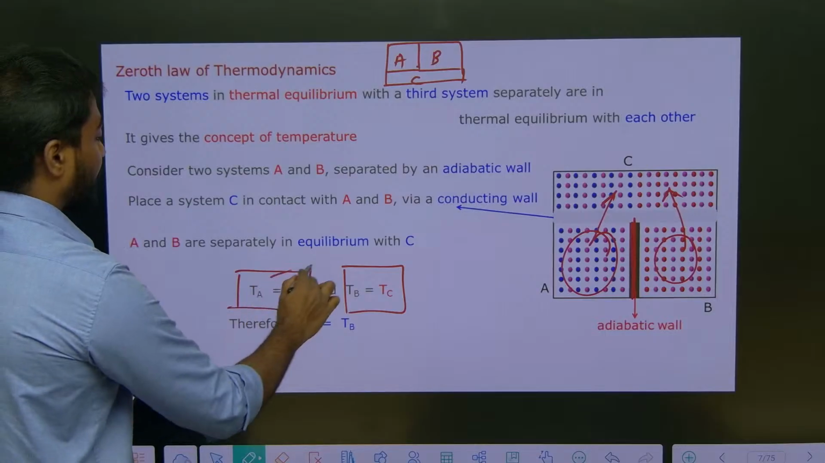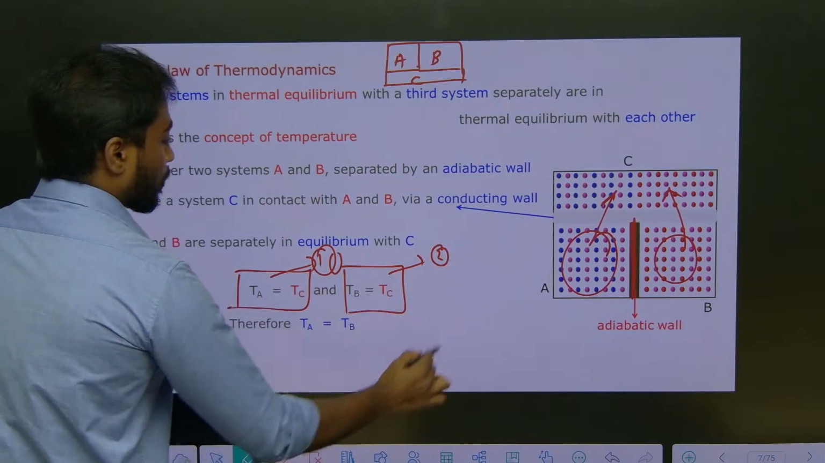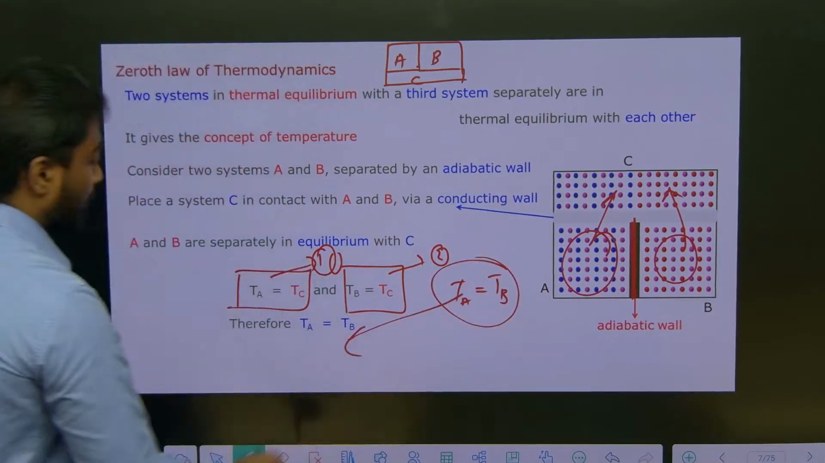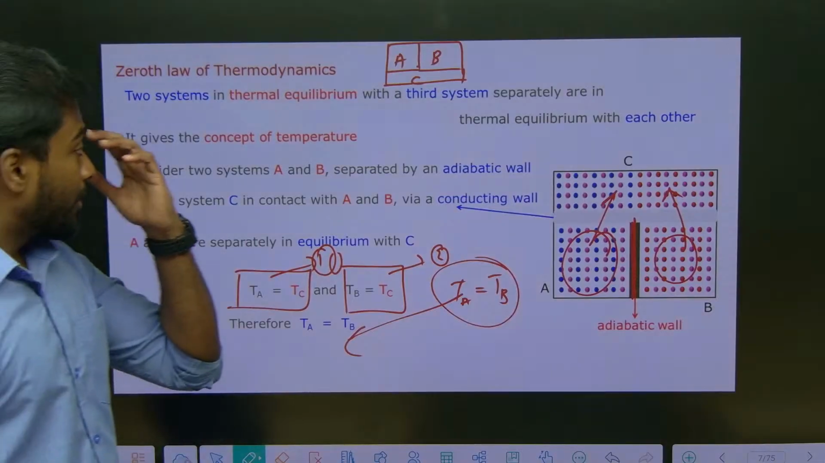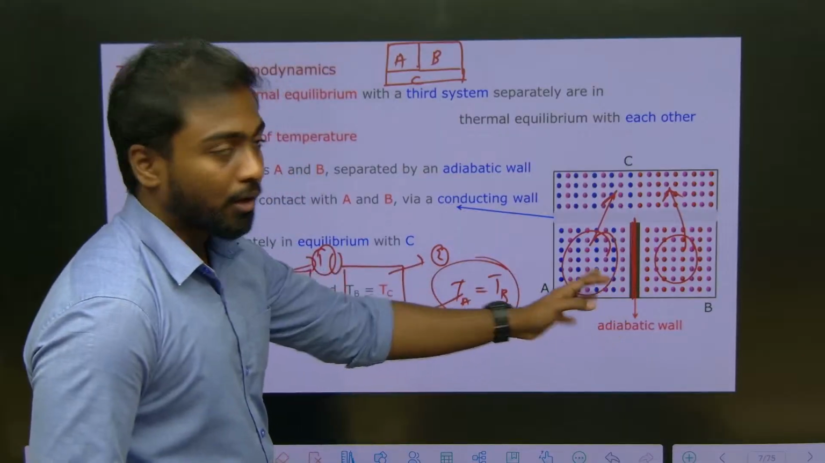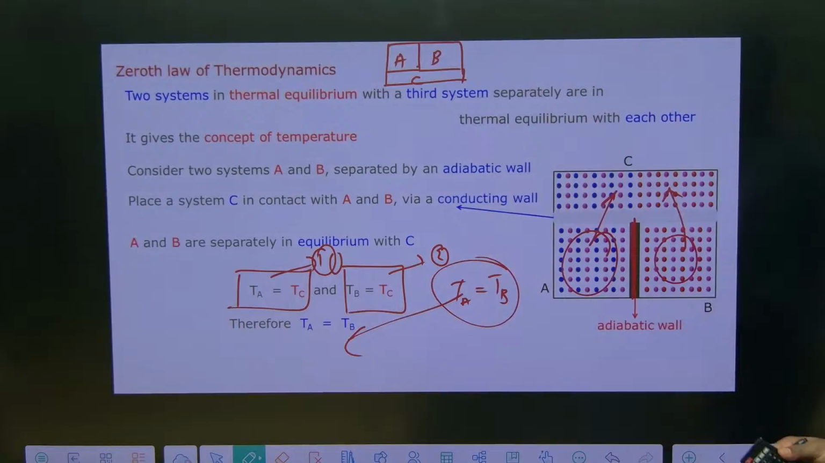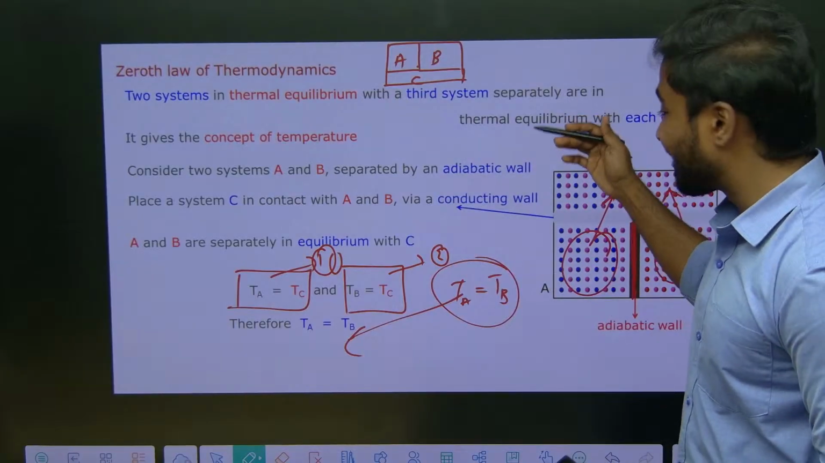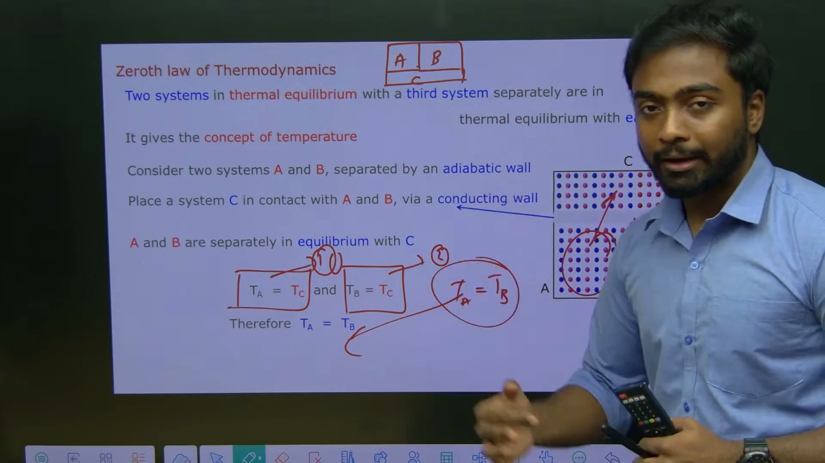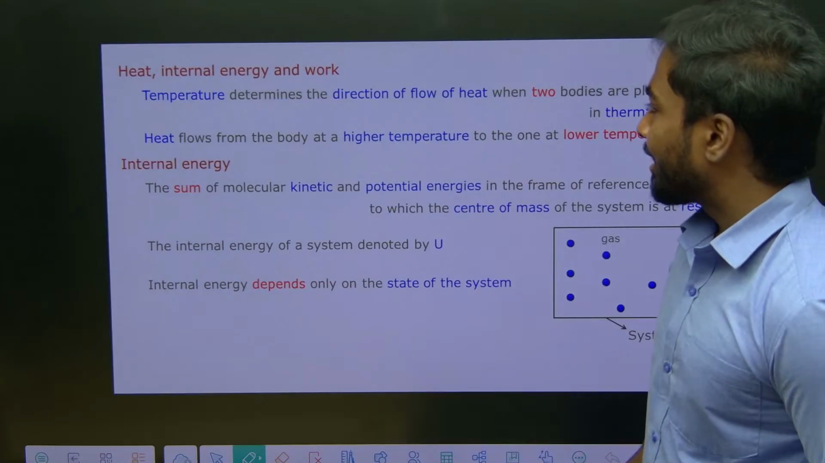If I consider this as equation 1 and this as equation 2, so TA equals TB. We can write the same thing: the temperature of A is equal to the temperature of B when A is in contact with C and B is in contact with C. So I can say that A and B are in thermal equilibrium. Got it?